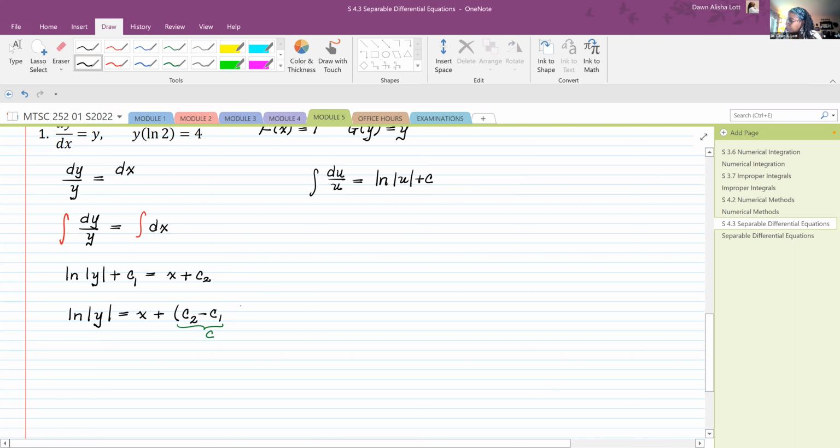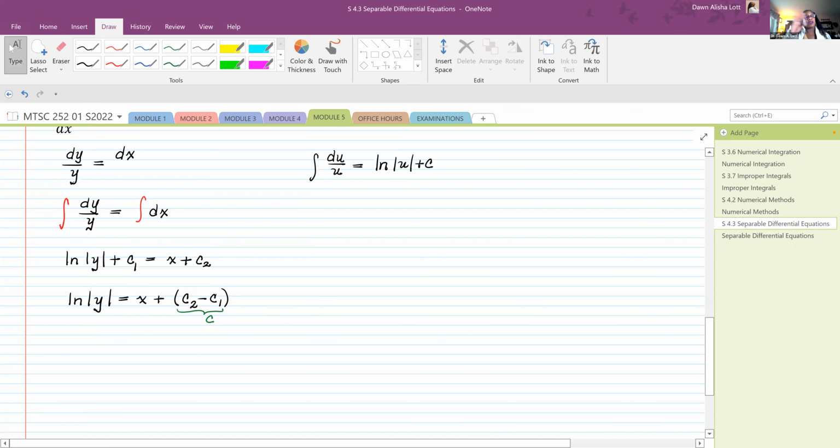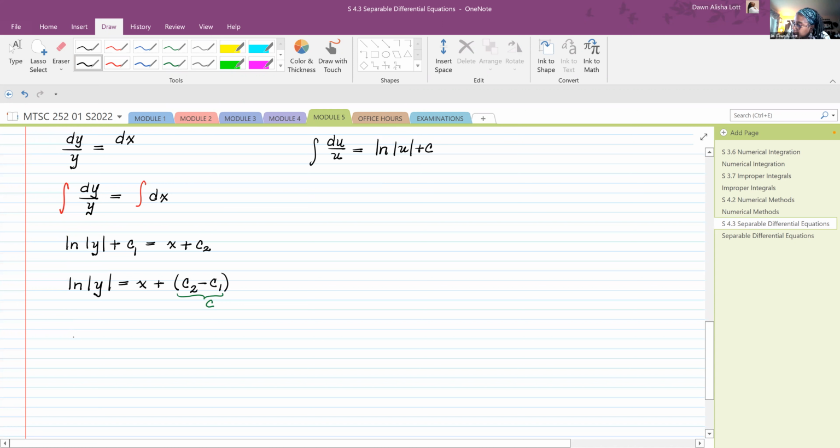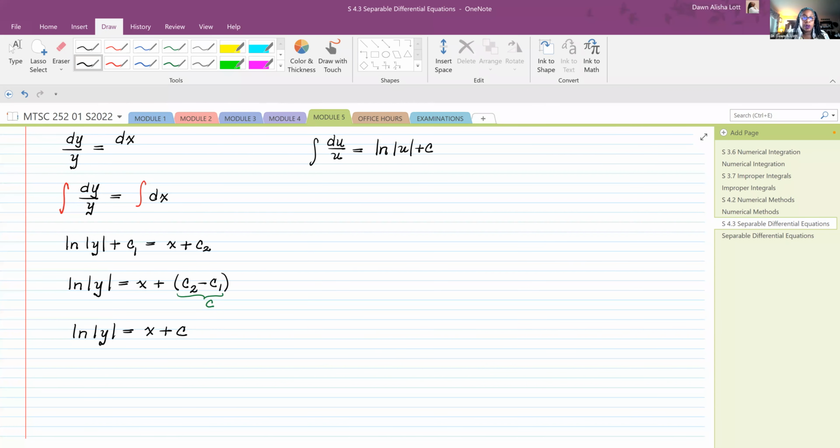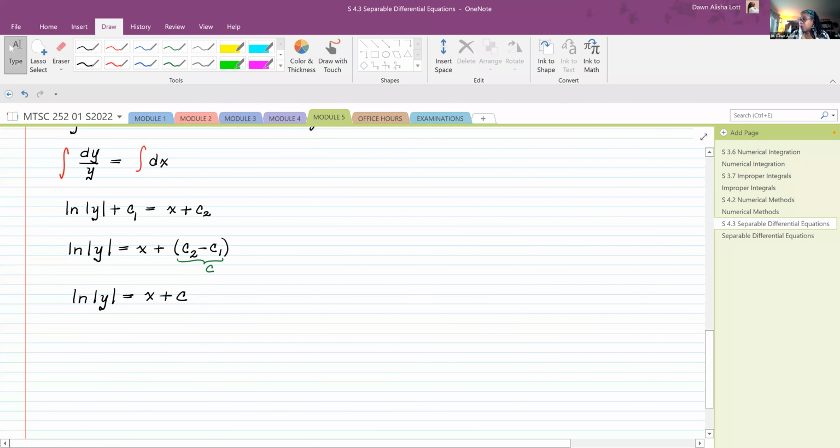We get a constant on both sides when we integrate, so we can just throw it as one constant on the other side. So I get the log of the absolute value of y is equal to x plus a constant. Now we're trying to solve for y, and in some problems we won't be able to, but in this one we can. All right, we can absolutely solve for y.